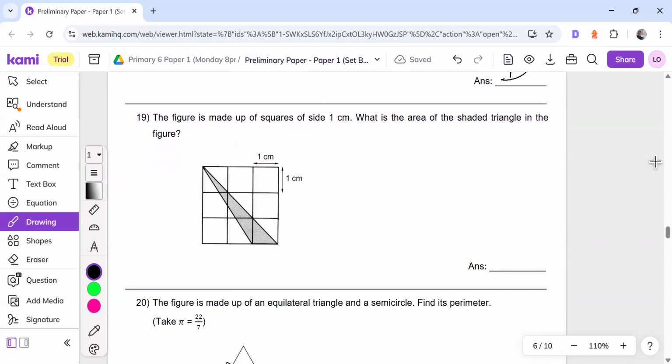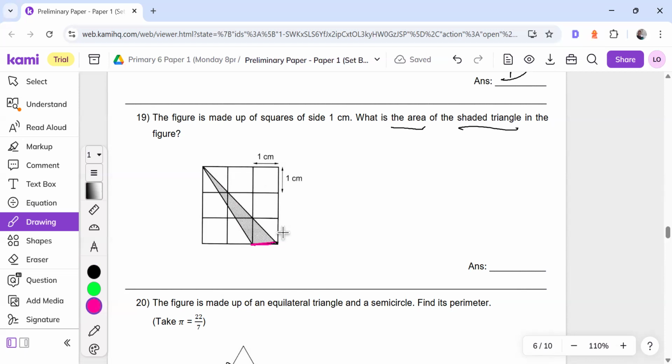Okay, next one, question 19. The figure is made of squares of side 1 cm. What's the area of the shaded triangle in the figure? Now, there is a quick way to do this. Maybe some of you tell Mr. Ong the base is here, but you get confused about the height because the height looks not so obvious. Now, I'm going to show you the method. There's a very quick way to do it.